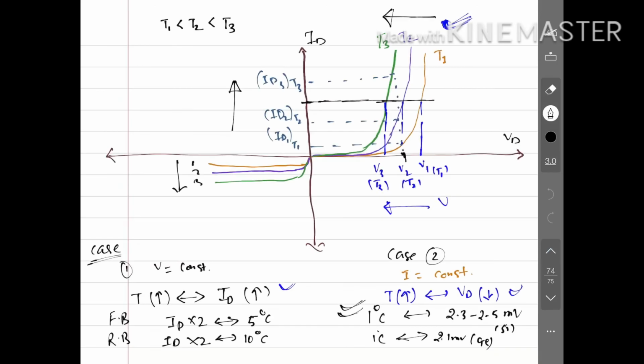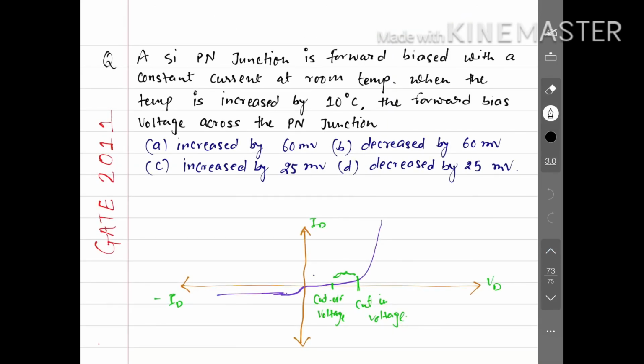So let me go to the question. Here you can see forward bias, constant current, the main thing, and an increment of 10 degrees. What would be the forward bias voltage? They are asking for voltage. So the forward bias voltage at an increment of 10 degrees Celsius would be decreased by 25 millivolts. So the right answer for this question would be D.